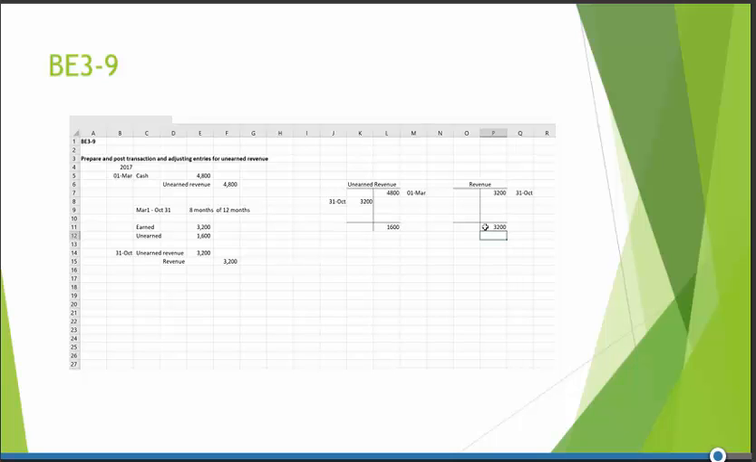So again, at year end, our adjusting entry, we need to bring all of our revenue up to date. So we have to look at our unearned revenue account and see if we've earned any of that revenue.